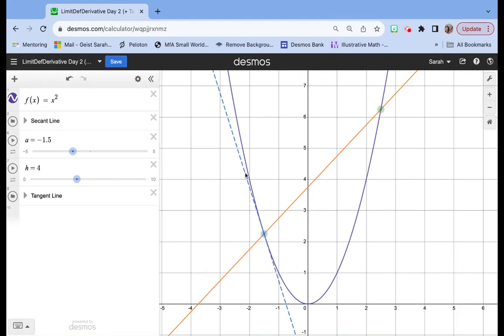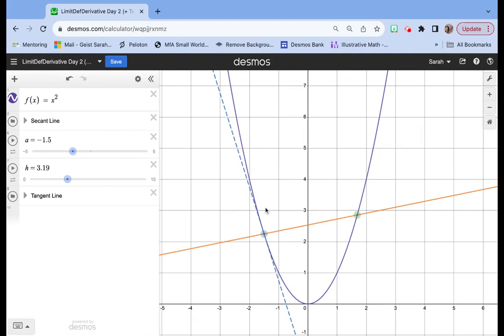We can see that through this parabola, the secant line is intersecting it twice, once at the green dot and again here at the blue dot. If I were to move this blue or this green dot around, the secant line would change. So I can take this and move it, and I see that the secant line is changing based on which points it's going through.